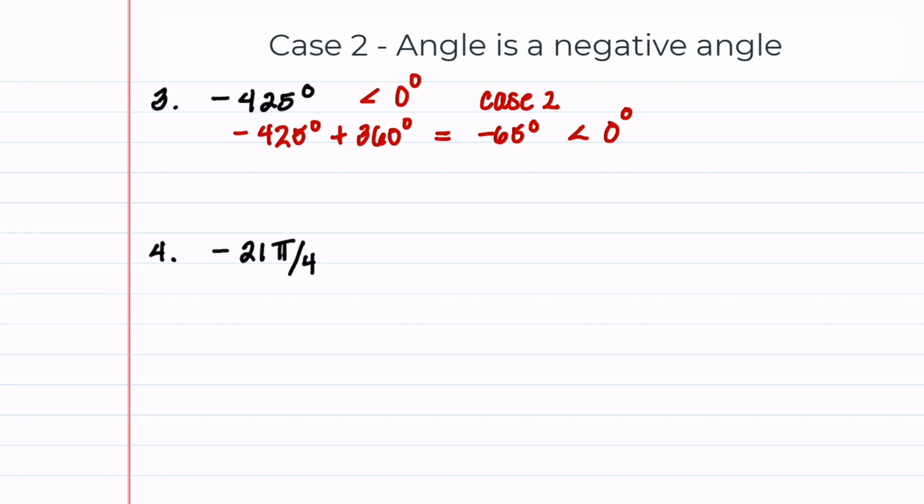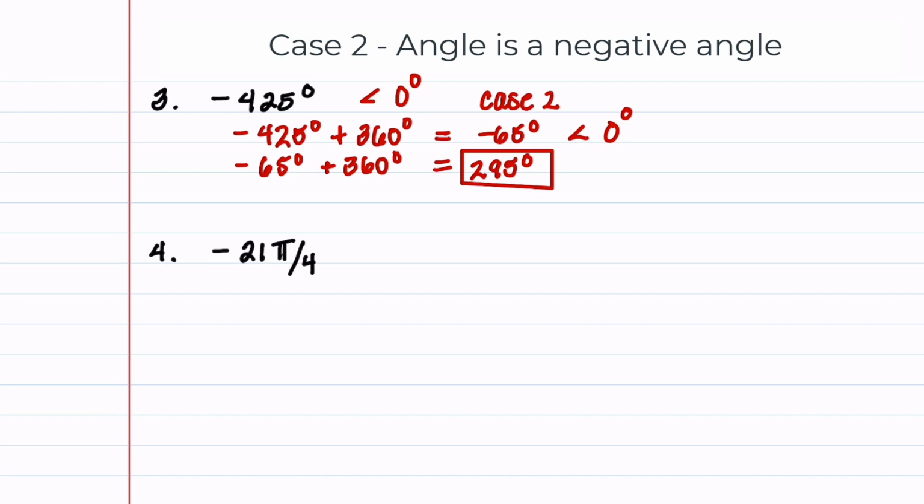We start now with minus 65 degrees. We add 360 degrees, and we end up with 295 degrees. So that is our coterminal angle. And it's positive, which is a lot easier to work with.